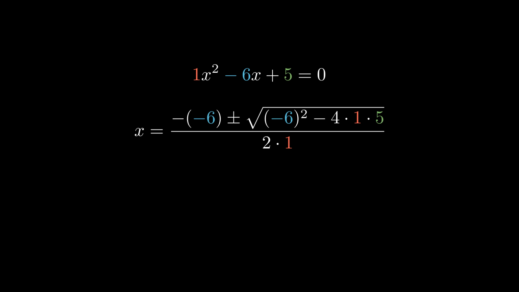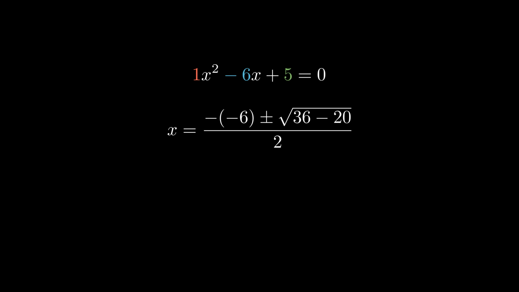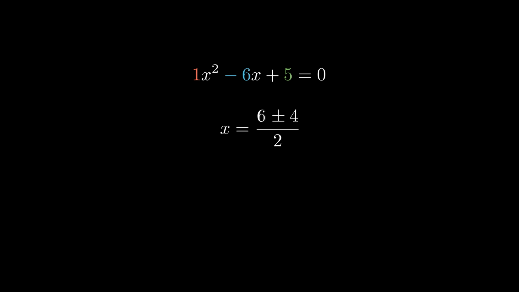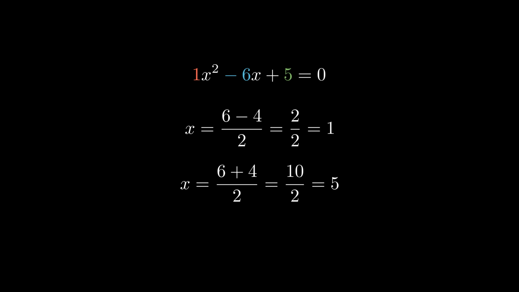Then we begin simplifying the expression. First, we simplify the denominator, then the content under the square root. We get the square root of 16 equals 4. Negative 6 is positive 6, and now we split the solution into two parts, positive and negative. We get x equals 1 and x equals 5.